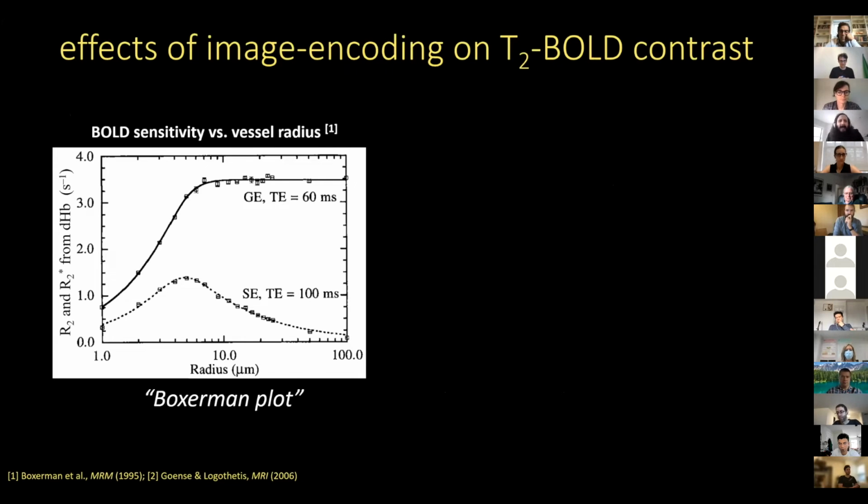So we've also been looking at trying to understand the effects of image encoding on the fMRI signal using similar modeling approaches. Previous simulations, such as the classic Boxerman plot here on the left, have shown that for pure spin echo or T2 BOLD, we expect a reduced signal change around large vessels with large radii, as seen in this bell-shaped curve here.